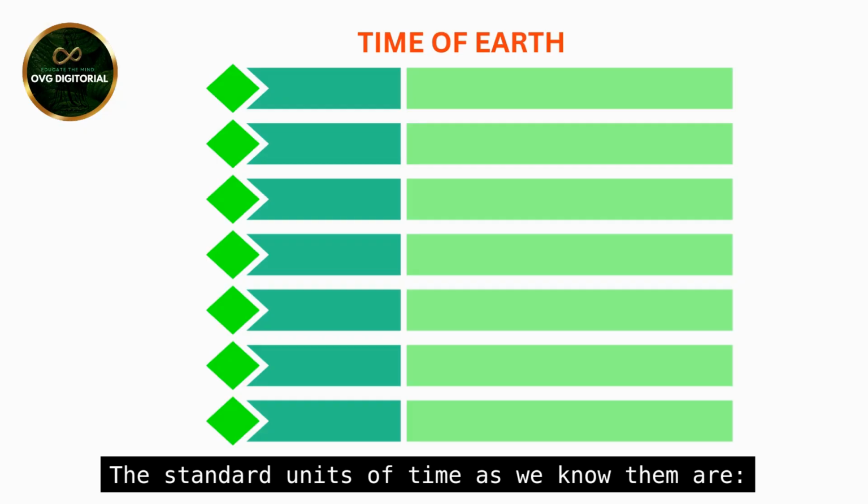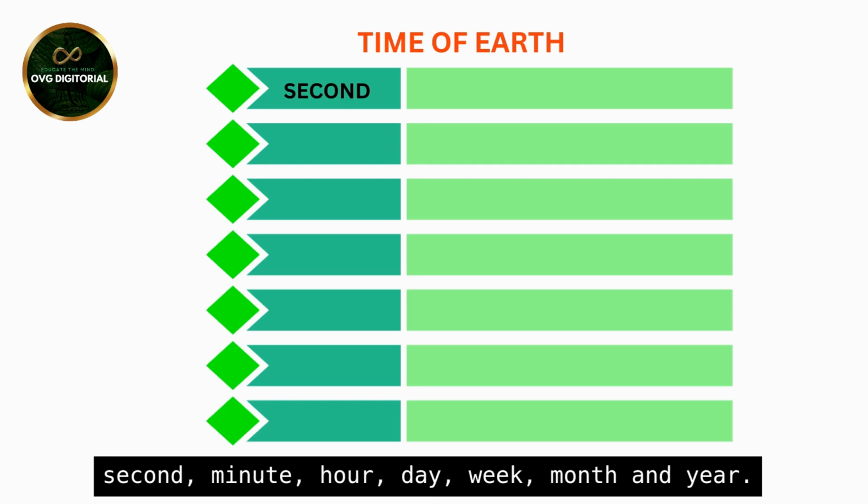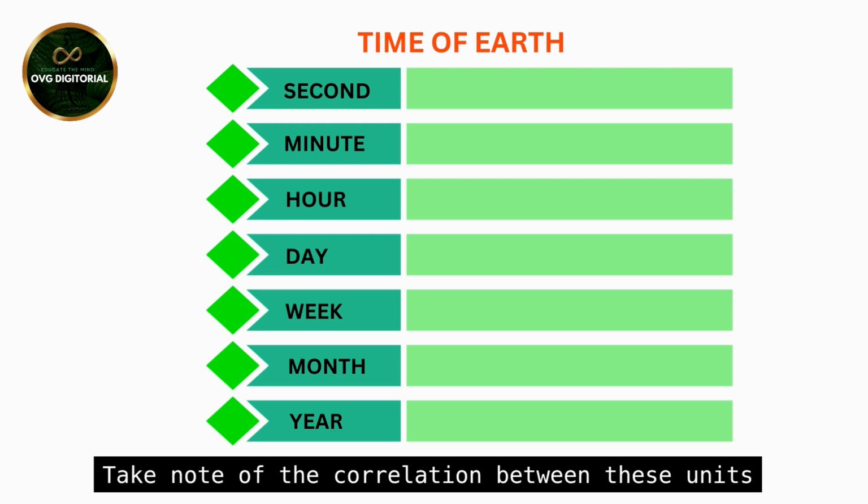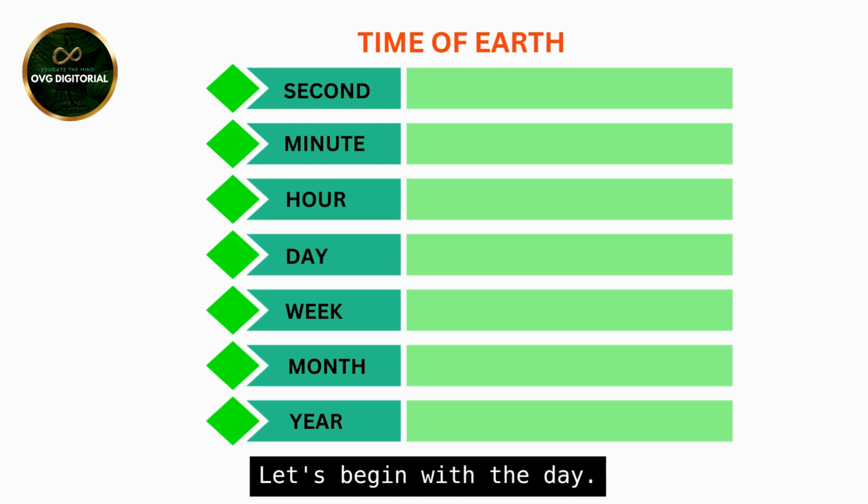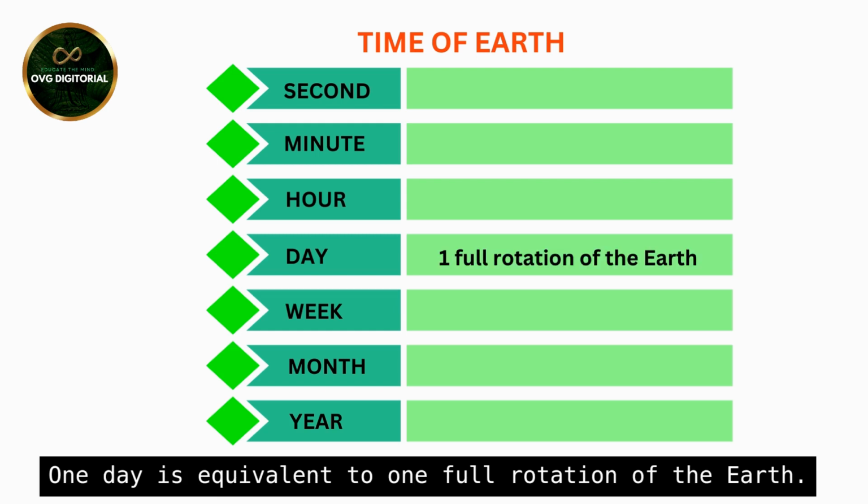The standard units of time as we know them are second, minute, hour, day, week, month, and year. Take note of the correlation between these units and the rotation of the Earth. Let's begin with a day. One day is equivalent to one full rotation of the Earth.